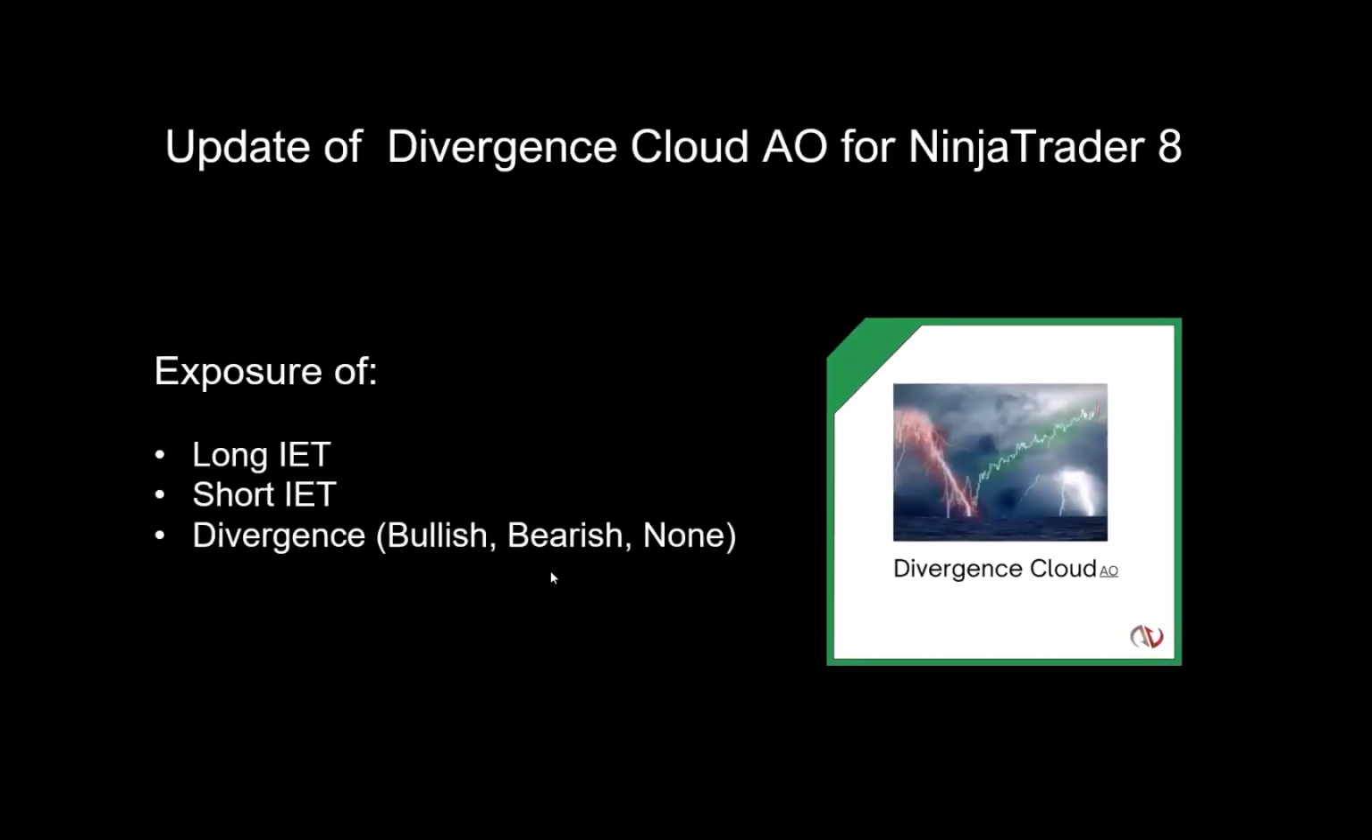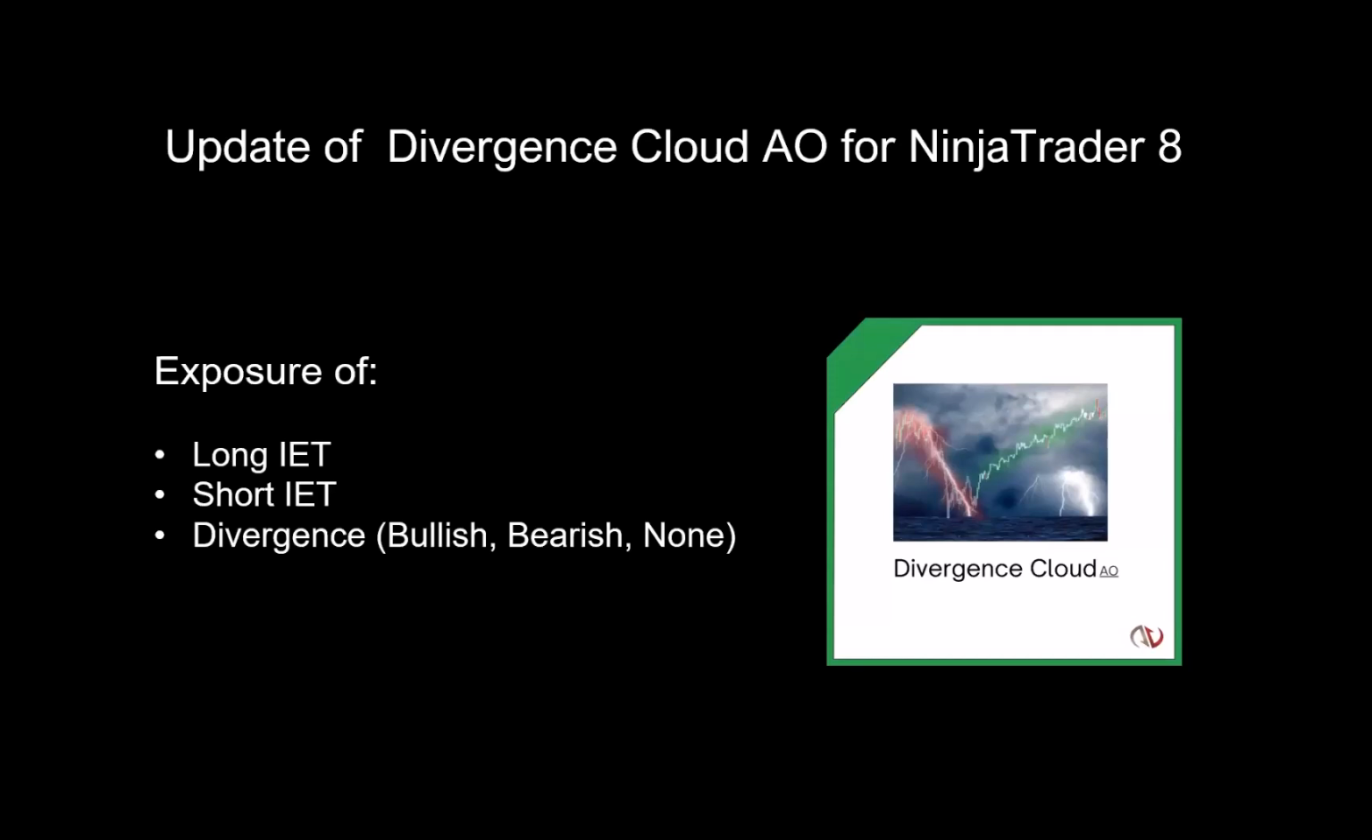And the second update that we have published also today is for Divergence Cloud. Again, we have now made available our long and short statistics so that you can use it. And we've also exposed the divergence, if any, to the outside world. For example, whether we have bullish or bearish divergence or no divergence at all. This is also now made available for you so that you can reuse it in your own creations.